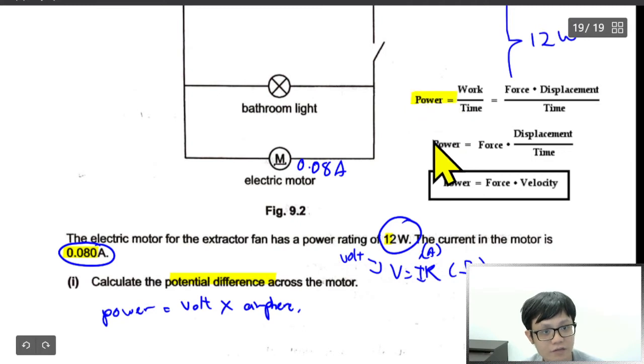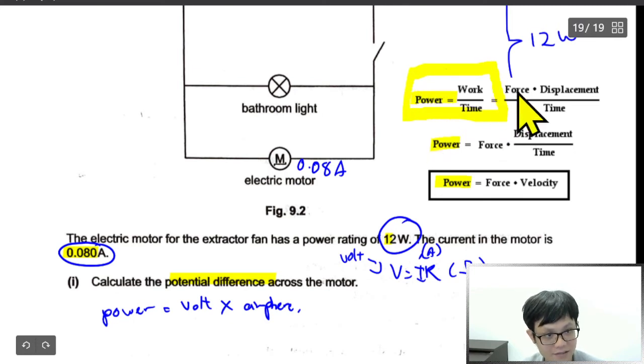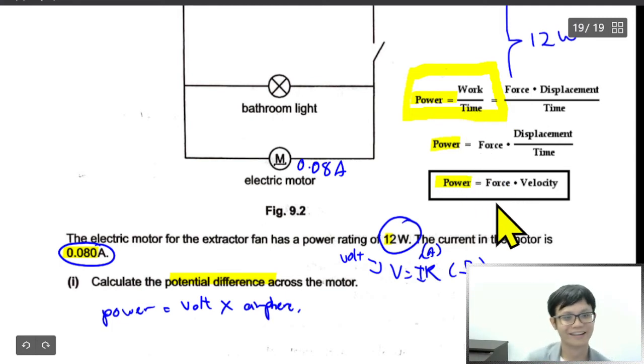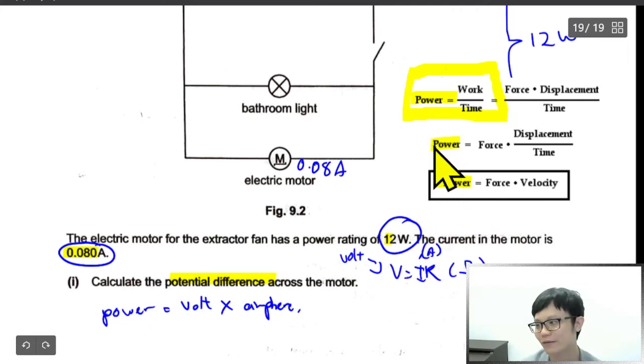Usually students will face problem when they are doing this question, because they thought, I thought the power formula is what we learn. Usually students might think that power is work over time. Yes, so you can see there's a few formula, and the formula that I'm using also is not here. So there are 4 formula that we use, and it depends on the question.